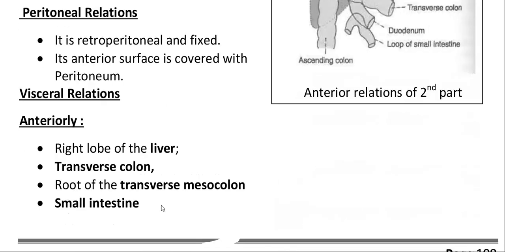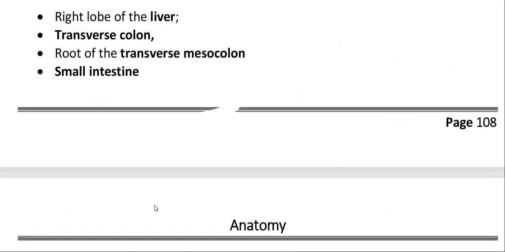Visceral relations. Anteriorly: right lobe of the liver, transverse colon, root of the transverse mesocolon, small intestine.